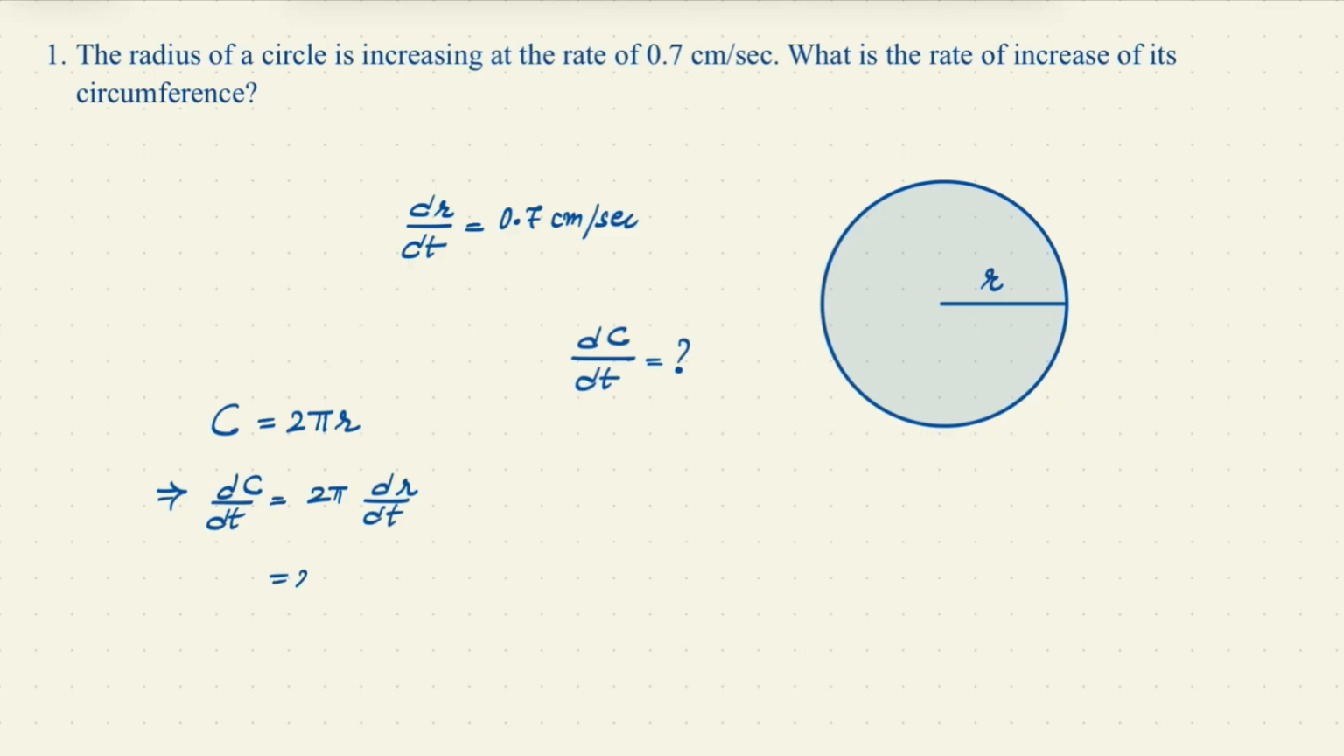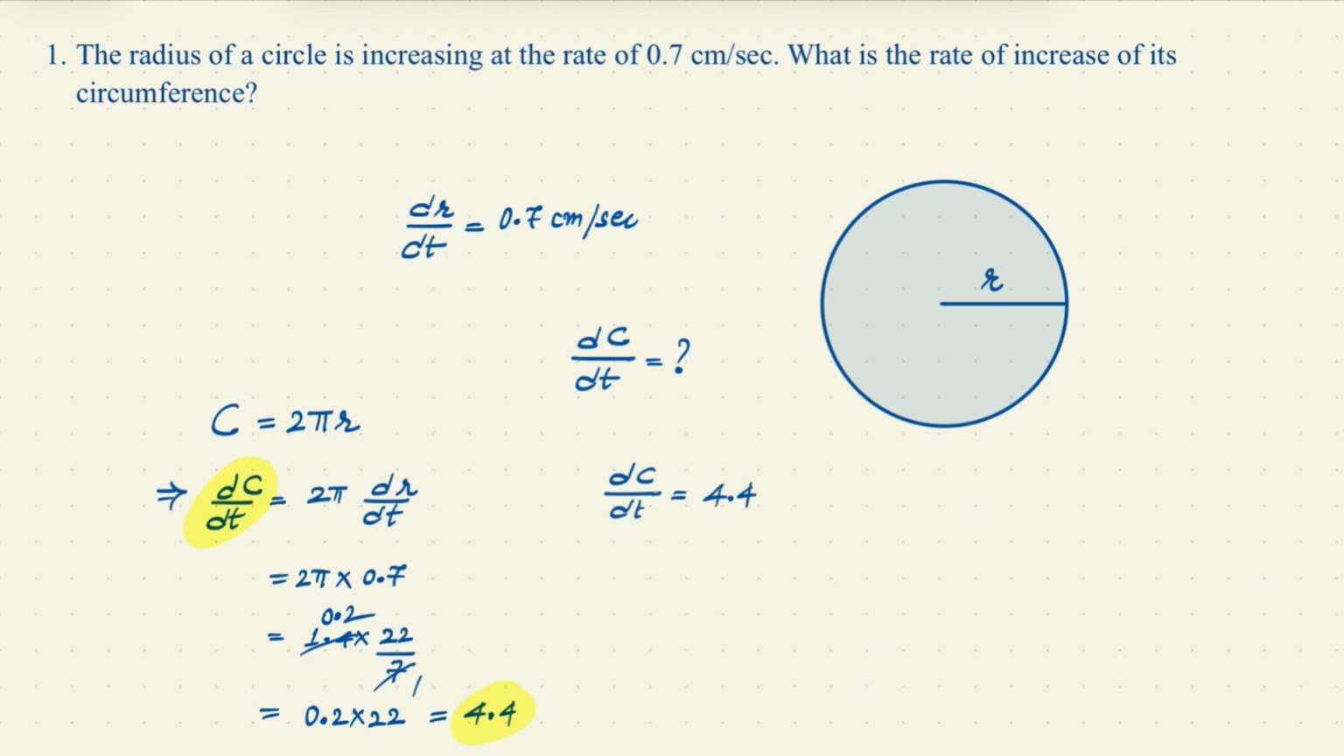Since we know the value of dr over dt, that is 0.7 from the question, let us put it here, and on multiplying we will get 1.4 into, and let us put the value of pi, that is 22 over 7. If I simplify it, it will be 0.2. 7 1s are 7, 7 2s are 14, into 22, and hence my answer will be 4.4. That means the value of dc over dt is coming 4.4, and it's important to write the unit.